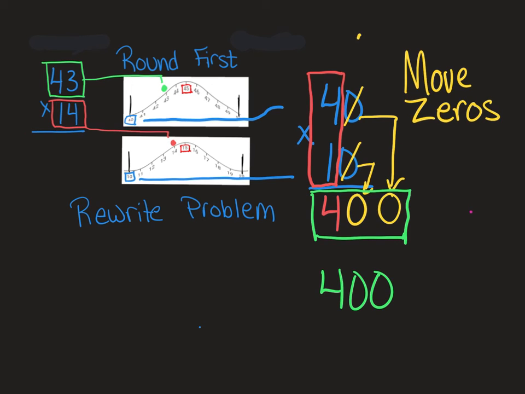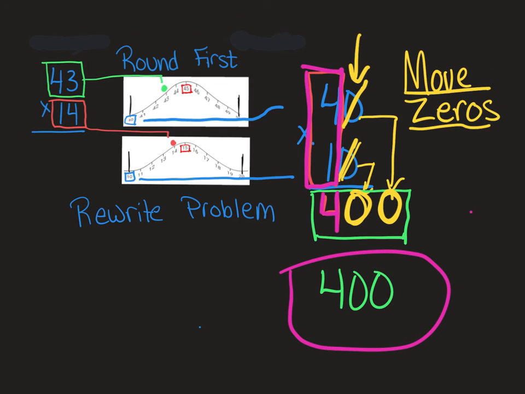The first thing I want to do is move my zeros. I have 1, 2 zeros, so I'm going to put 2 zeros into my answer. First, I'm going to move my zeros to my answer. Now, I am left with 4 times 1. Well, anything times 1 stays the same, so then I have 4. My answer is 400. And that is how we are going to estimate to find the product.